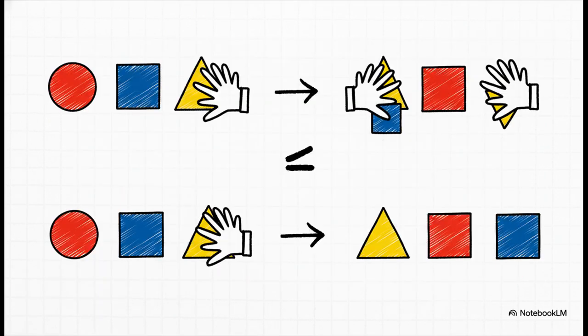This leads to a really fascinating and kind of weird property. Unlike with numbers, where 2 times 3 is the same as 3 times 2, with permutations, the order you do them in matters a lot.